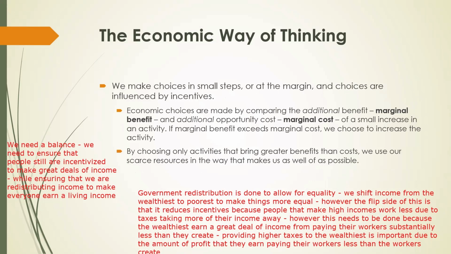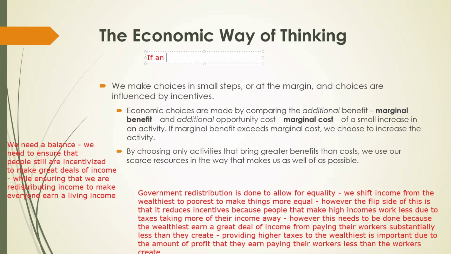So economic choices are made by comparing the additional benefit, marginal benefit, and additional opportunity cost, marginal cost. So when marginal benefit exceeds marginal costs, we increase the activity. So it's important to look at marginal benefits and marginal costs because if marginal benefit is greater than marginal costs, then we need to do more of it. So that's a good way of determining if something is good for the economy, and that's what the government is doing. They're comparing both marginal benefit and marginal costs, and then they choose only activities that bring greater benefits than costs. And this ensures that scarce resources are used for their maximum net benefit.